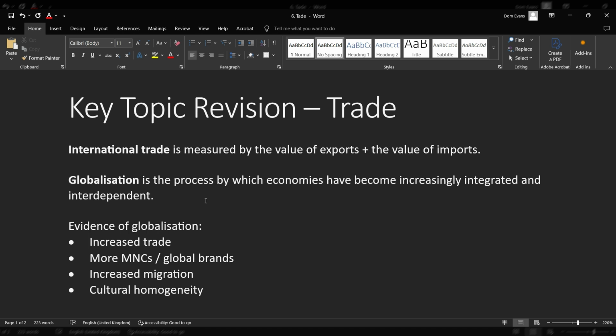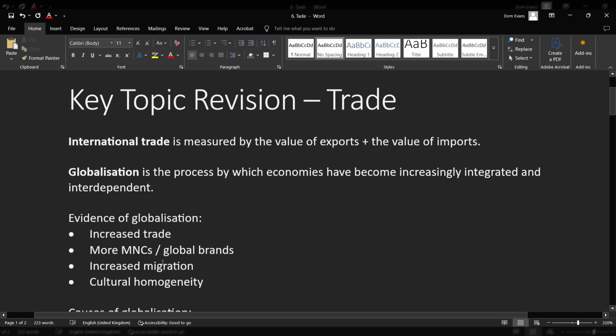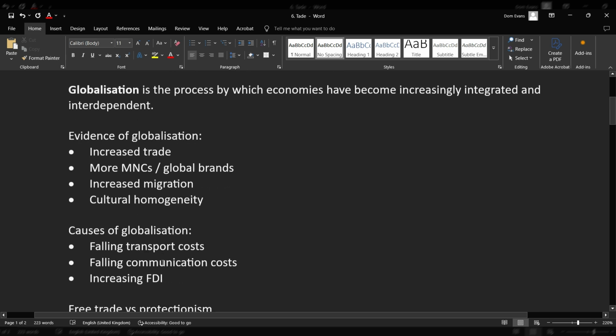So there's a whole bunch of bits of evidence that we can draw on that globalization is taking place. There's increasing trade. We've got more MNCs, more global brands. But not everything about globalization has been great. You need to be aware of some of the causes of globalization as well.